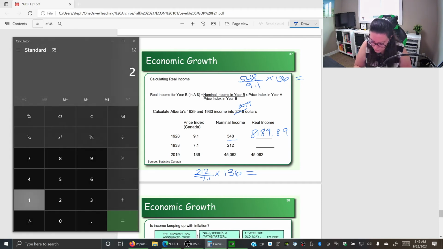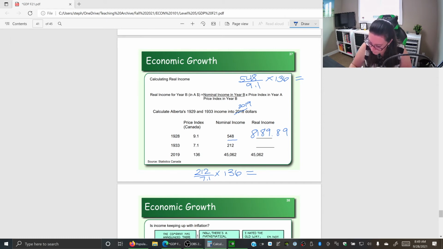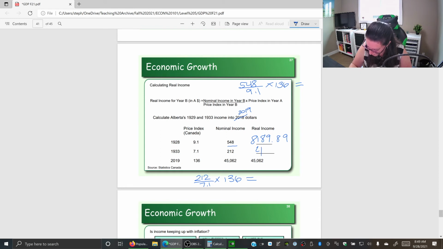Pop that into our calculator. 212 divided by 7.1. Okay, and then multiply times 136. What was that number? 4,060.85. So if you lived during the Great Depression, your average income, $212 for the year, that would be the equivalent of making $4,000 now.